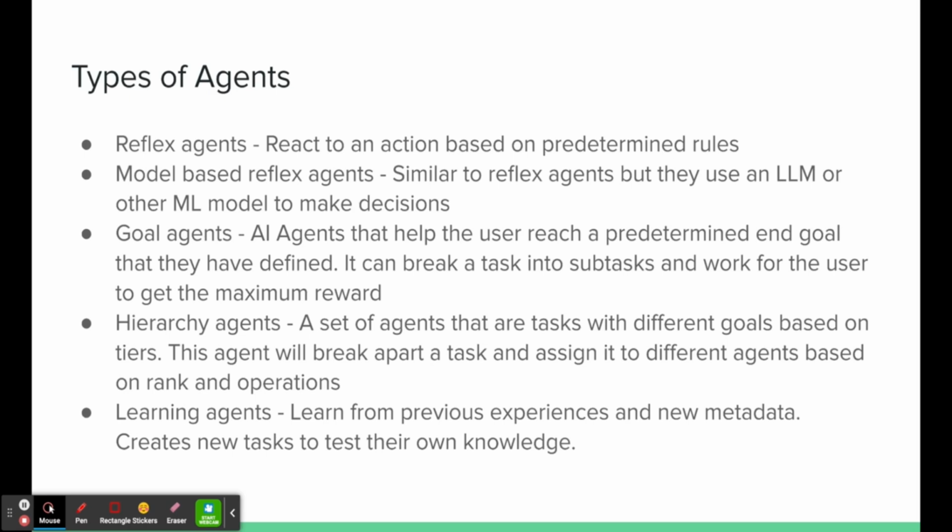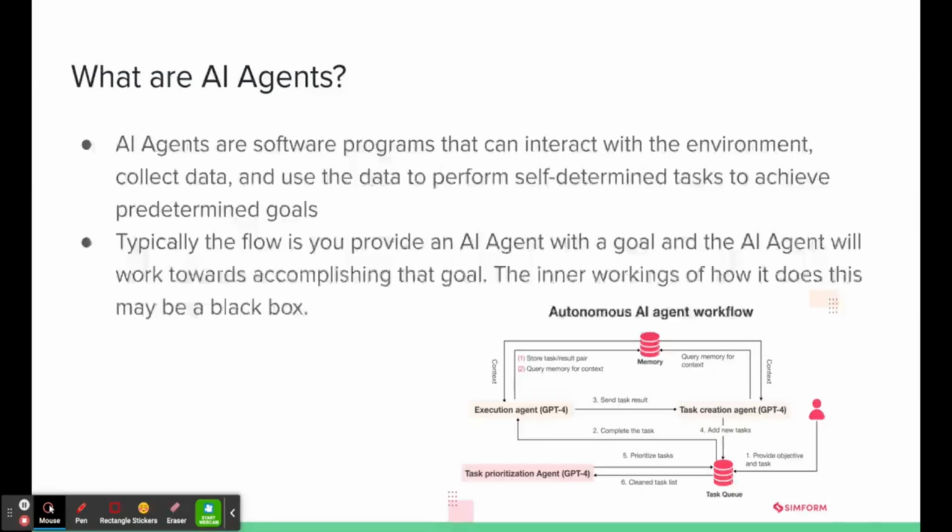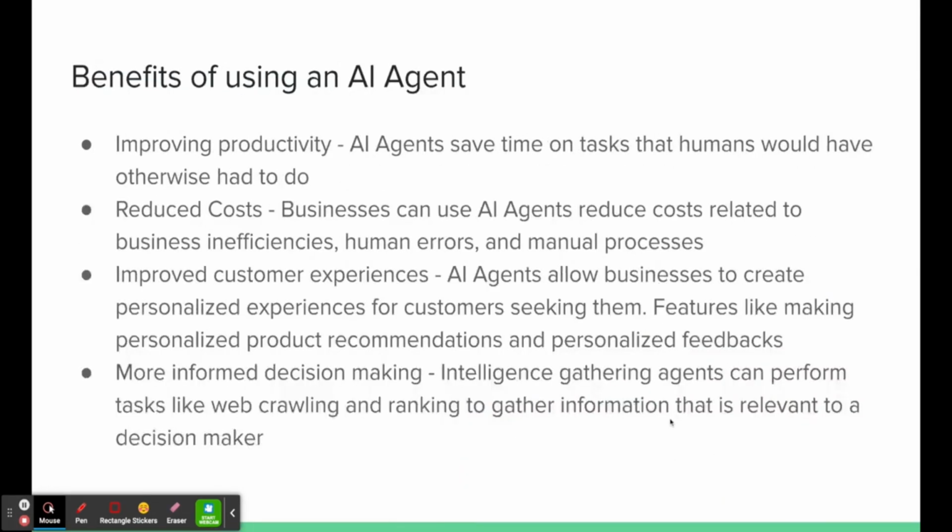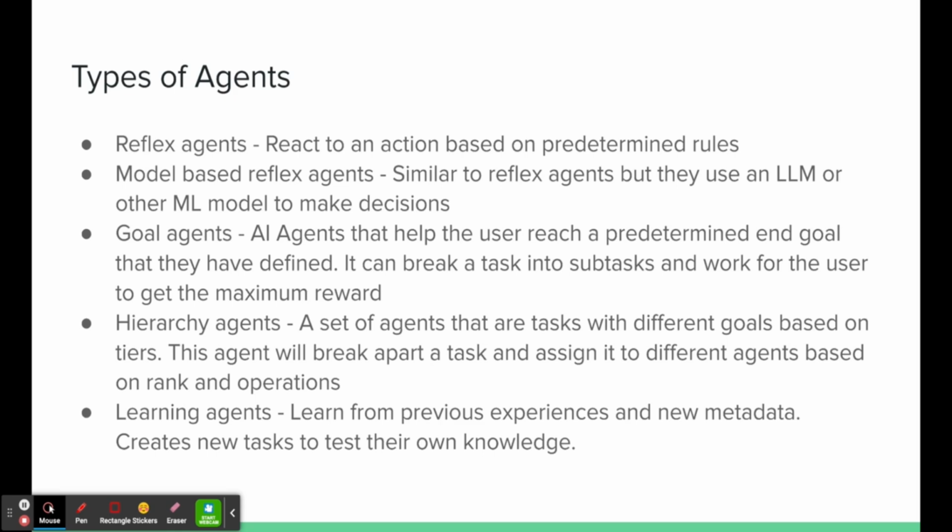There are goal-based agents that help the user reach a predetermined goal, which they have defined. They're similar to the agents defined in the first slide, and they break a task into subtasks and then work for the user in order to get a maximum reward. And a maximum reward in this case can be something like reduce flight time if it's a travel booking agent, saving money if it's a shopping agent. There are many different types of reward, and reward here doesn't always mean monetary because reward is just a goal-setting function within the agent architecture.